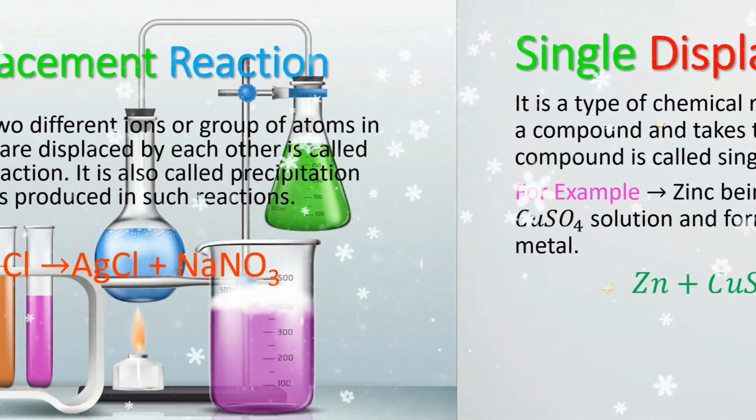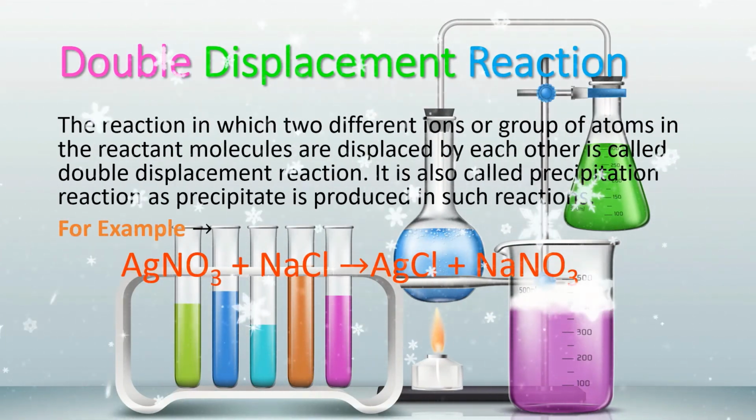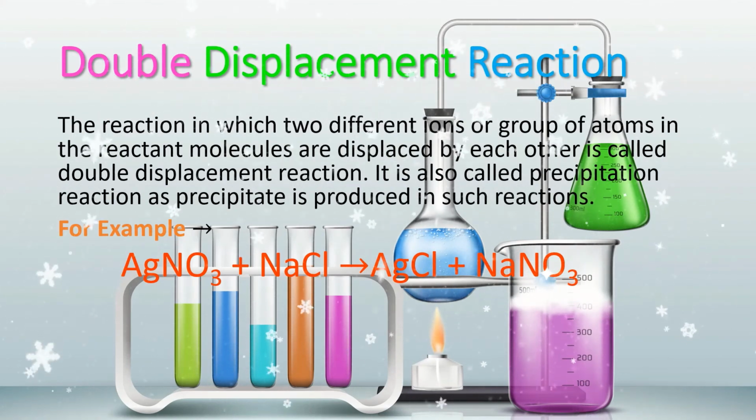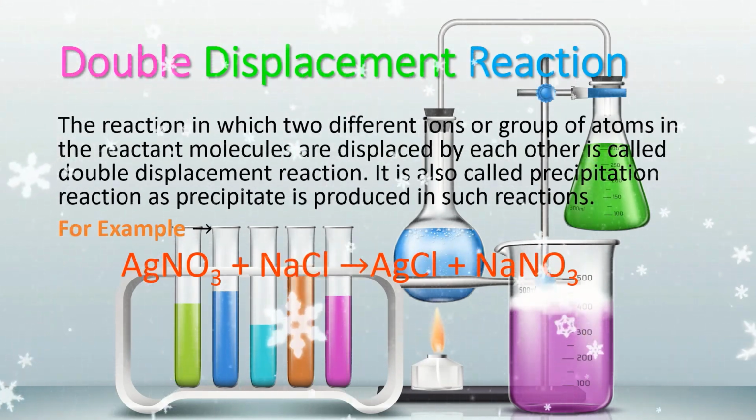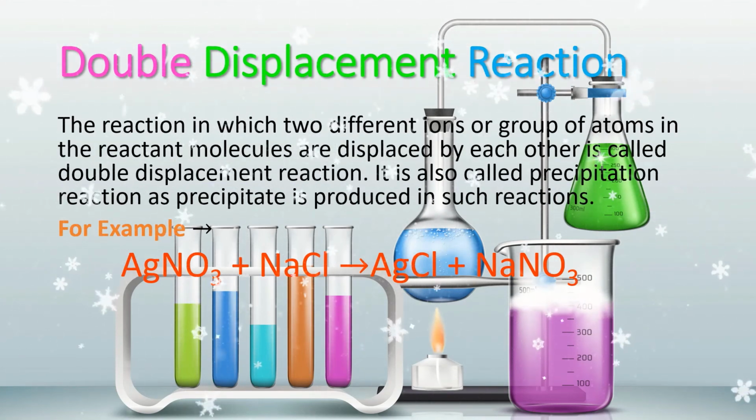Double displacement reaction. The reaction in which two different ions or groups of atoms in the reactant molecules are displaced by each other is called a double displacement reaction. It is also called a precipitation reaction as a precipitate is produced in such reactions.